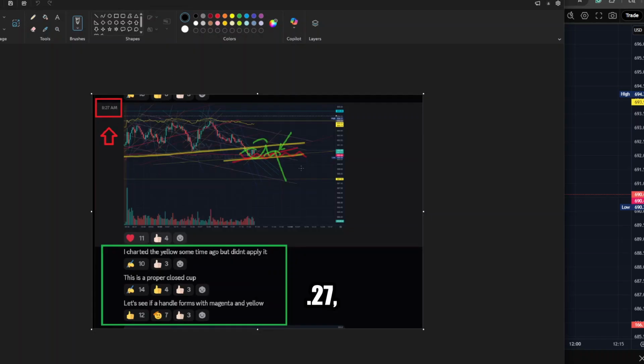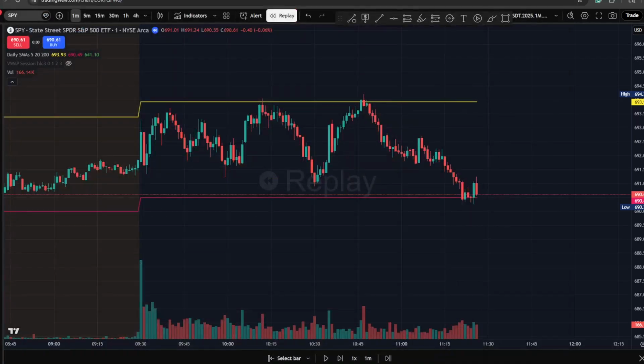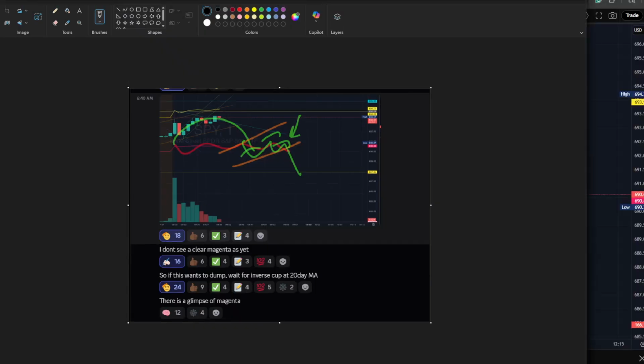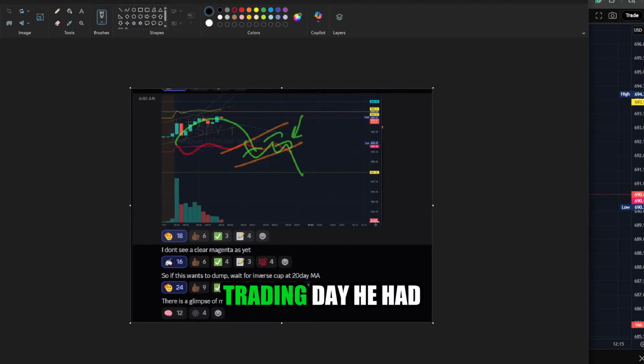So here at 11:27, the inverse cup has closed. He charted a yellow algo. This is a proper closed cup. Let's see if a handle forms with magenta and the yellow algorithm. Just as the first 7 minutes of the trading day he had drawn up, this scenario is now playing out. So we're now looking for shorts. The inverse cup has closed.